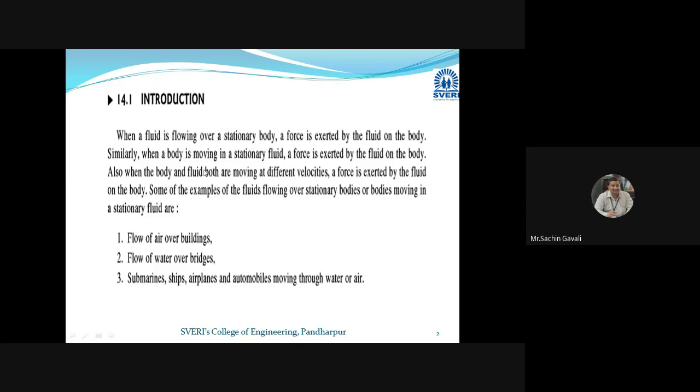Flow of air over buildings. Okay, the building is stationary but air is flowing. Flow of water over bridges. In that case, the bridge is stationary but water is flowing along that bridge. So here, the fluid may exert forces on the bridges.